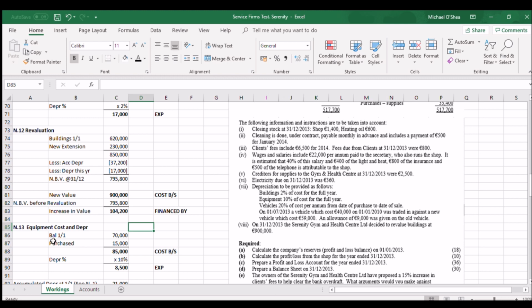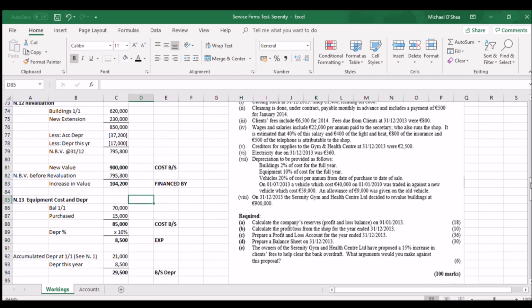So we had 70,000 euro worth of equipment at the first of the first. We bought another 15,000. So now our cost, our balance sheet for equipment at the end of the year is going to be 85,000. If the cost at the end of the year is 85,000, it means that we need to get depreciation on that 85,000. The depreciation is at 10%. So we're just multiplying that by our cost and it gives us 8,500. That's our depreciation for the year, and that goes into our profit and loss as an expense.